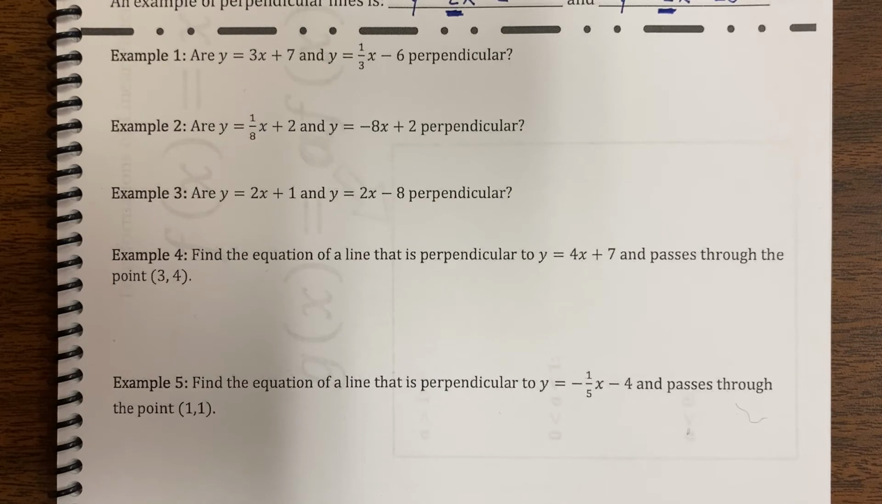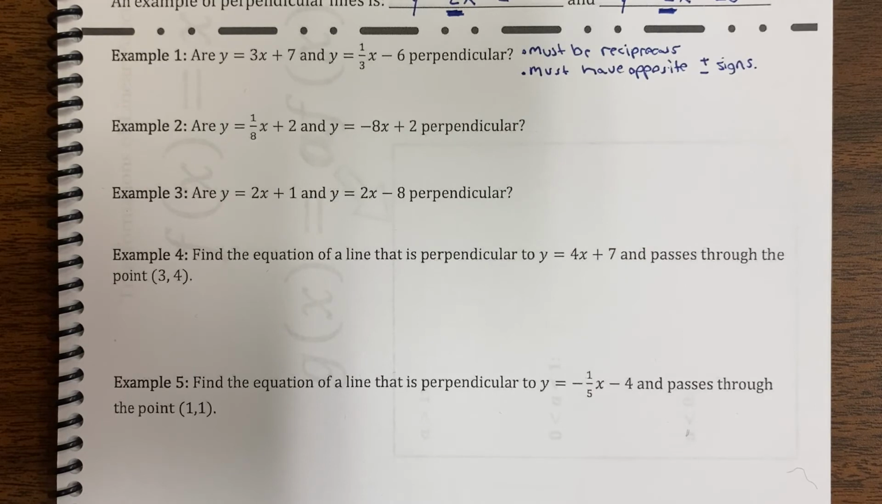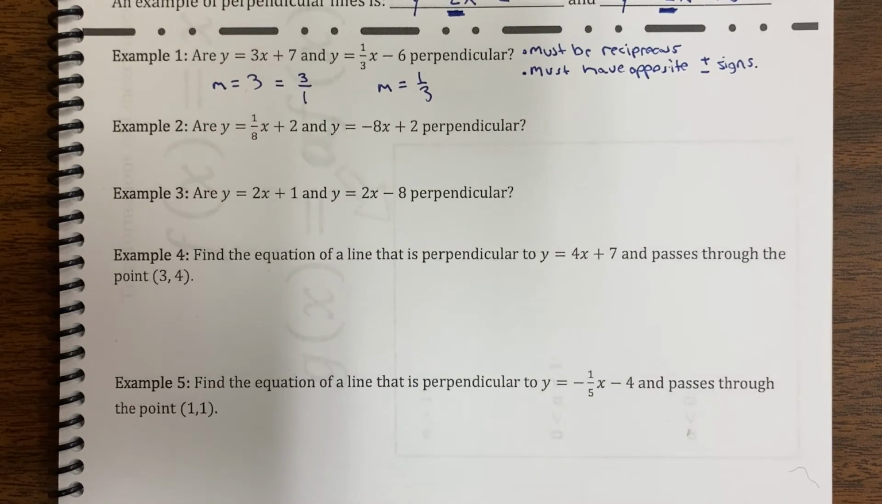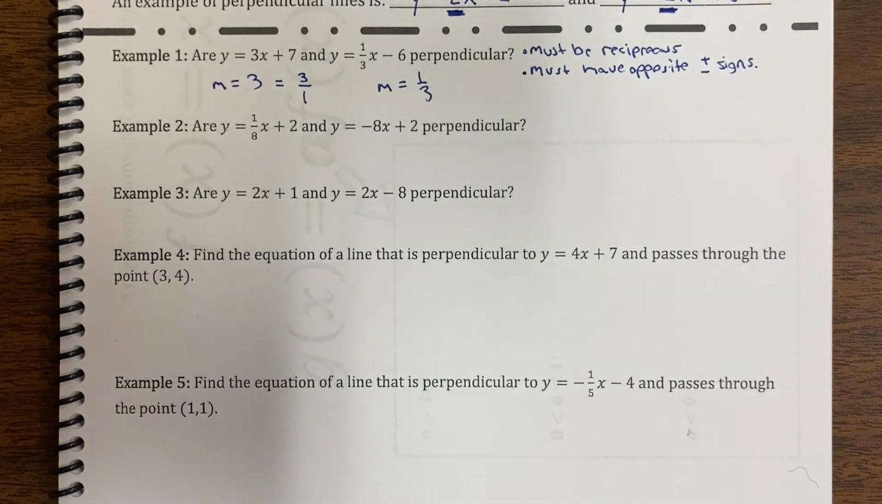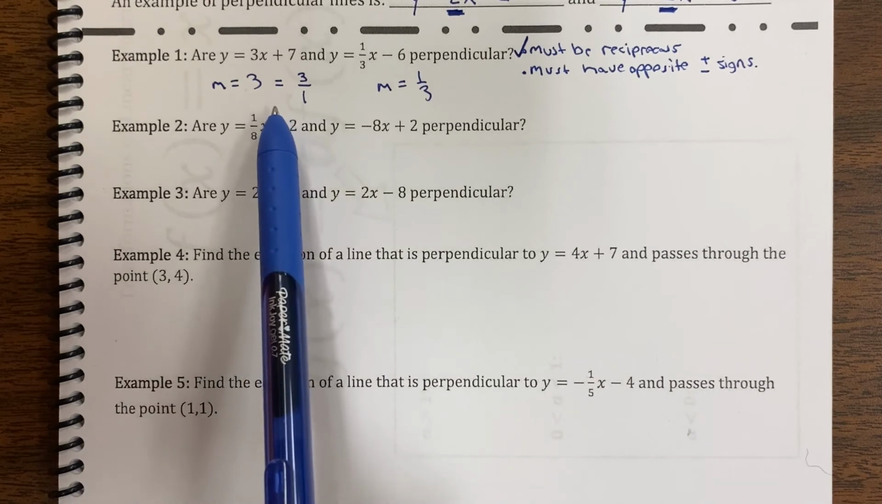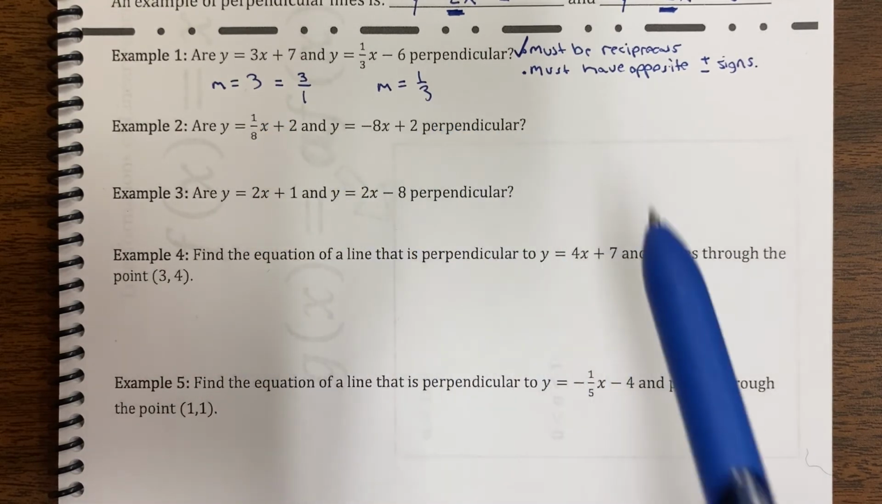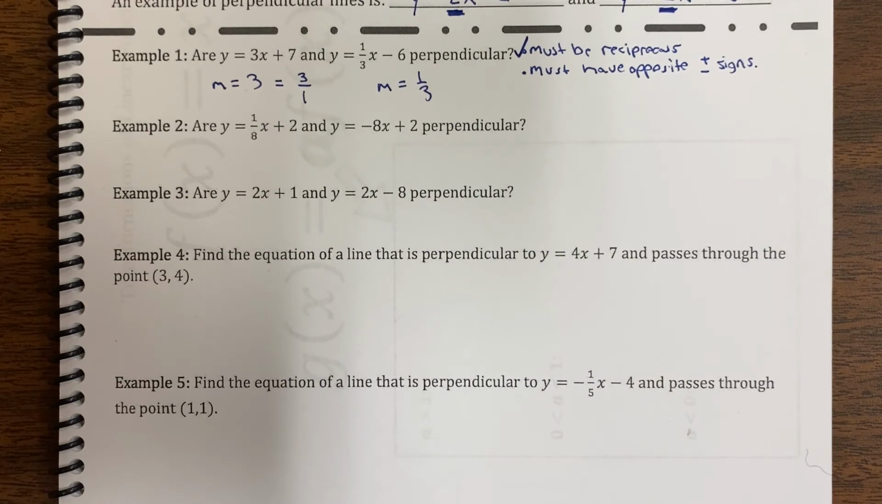Remember, to be perpendicular, they must be reciprocals and they must have opposite signs, so positive and negative. So in this case, I see 3 and 1/3 are the slope. If I turn 3 into a fraction, it'd be 3 over 1. Because the numerator and the denominator are flipped, these are reciprocals. The other requirement is that they must have opposite positive and negative signs. So right here, this slope is positive and this slope is positive, meaning they do not have opposite positive and negative signs. So these are not perpendicular.